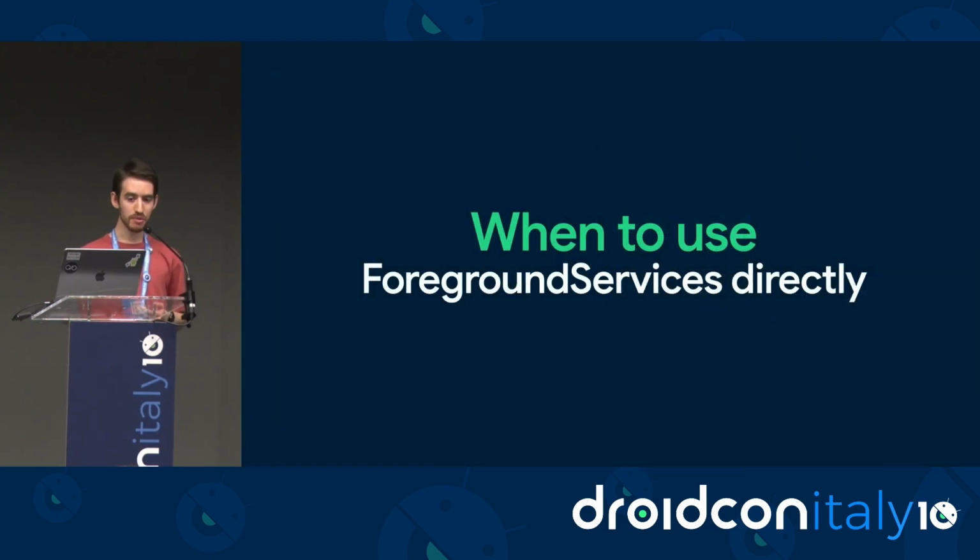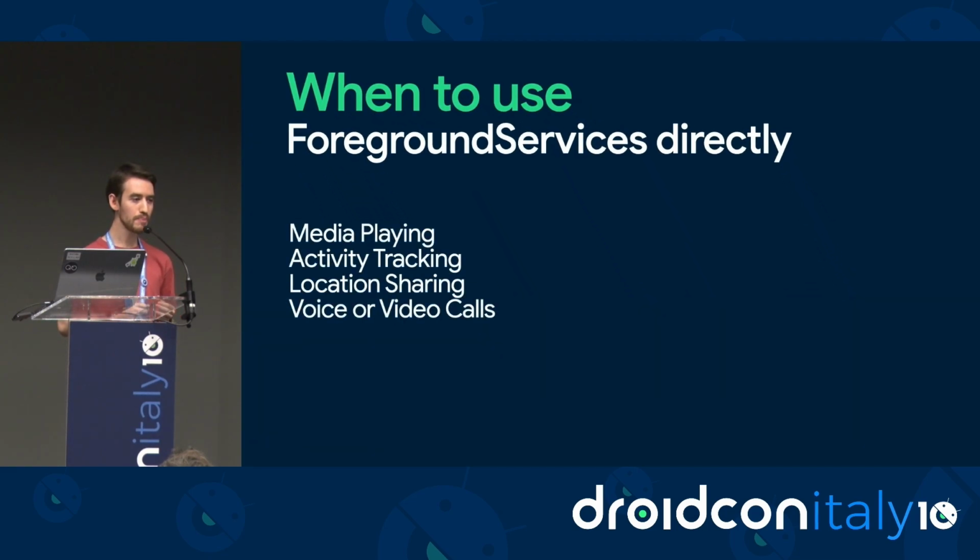Again, as we said with JobScheduler, why aren't we using a foreground service directly also for this? Well, this time you might use it for some use cases. For example, when you have to interact with your service from an activity, foreground services let you bind the service to the activity, so you can just call methods on it, so it's easier to interact with. So it might be good for some use cases.